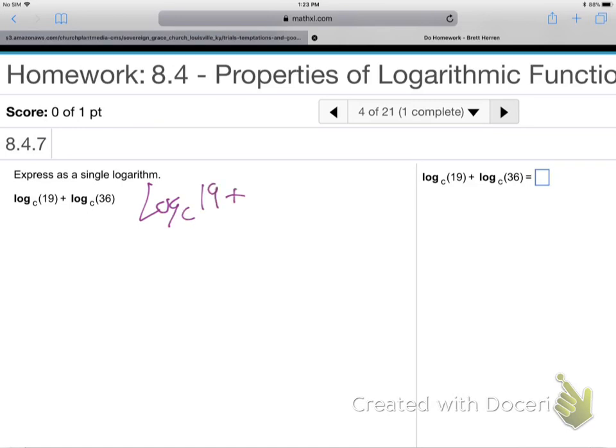So log base c of 19 plus log base c of 36. So now we have 2 logs added. And see what they're saying? Express as a single log. So take those 2 logs and put them together as 1 log. So how do we take those 2 and put it together? We're basically going to take property number 1 and run it backwards, right? Make 2 into 1.